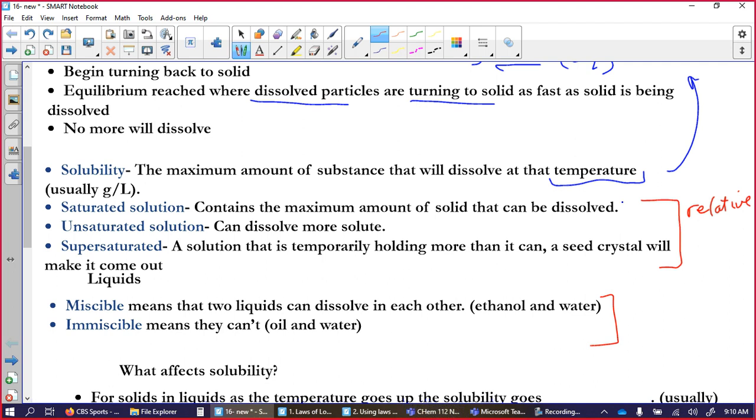Immiscible is the one that most people recognize quickly. Oil and water, you can't put them together. Miscible means two liquids dissolve in each other.